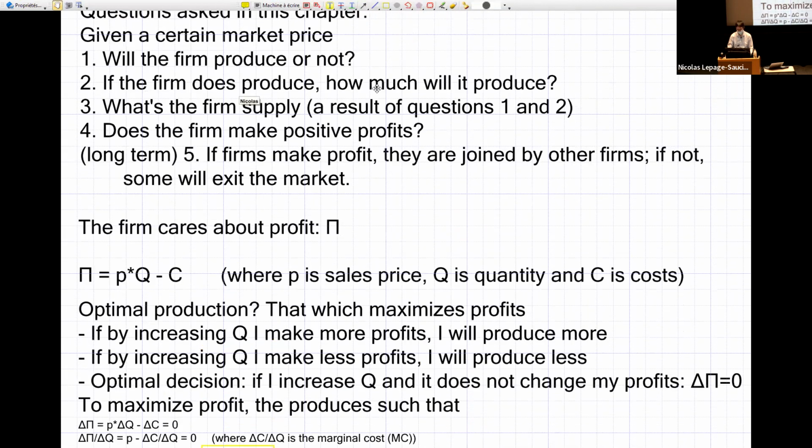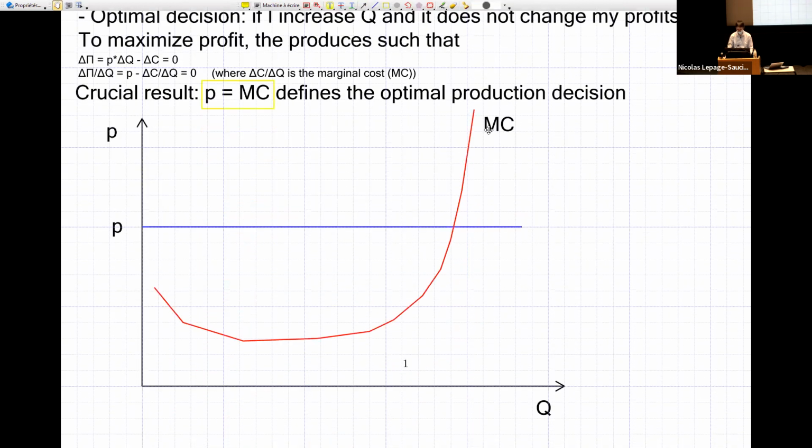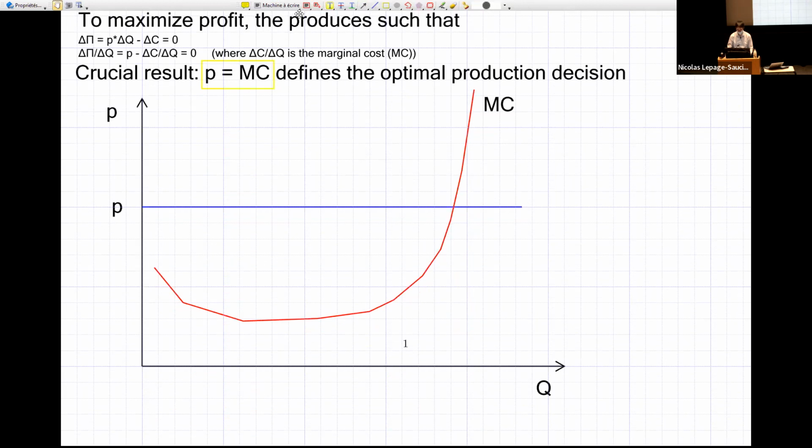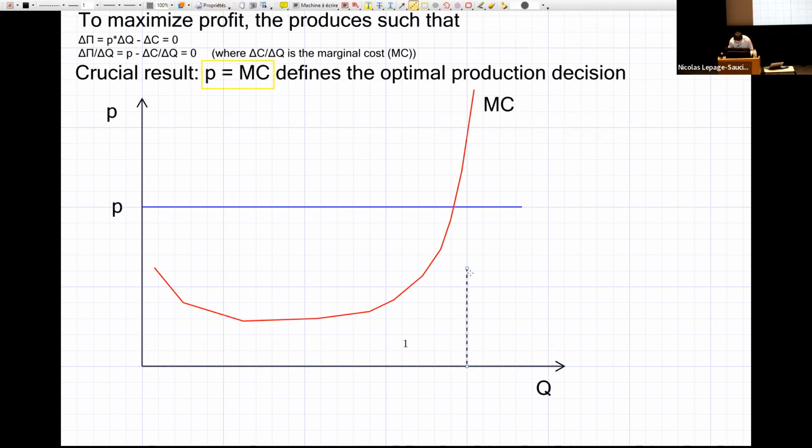If the firm does produce, how much will it produce? It will produce such that the price equals marginal cost. And this will happen exactly at this production there. Exactly there. So I could say this is Q star.